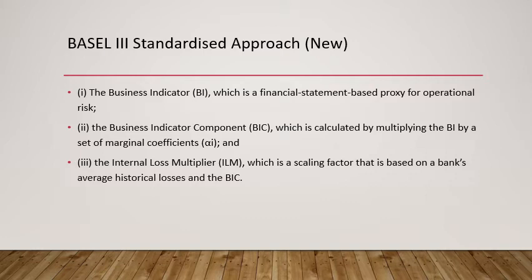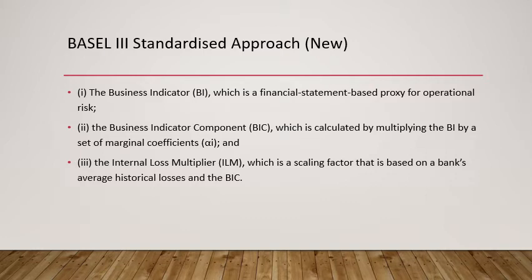The second component is the business indicator component, or BIC as it is called, which is calculated by multiplying the BI by a set of marginal coefficients, which we'll see going ahead. Then we also have the internal loss multiplier, or ILM, which is a scaling factor based on a bank's average historical losses and the BIC. So essentially we need to know three components: what is the BI, what is the BIC, and what is the ILM. If you know these three components, you can calculate the capital charge.